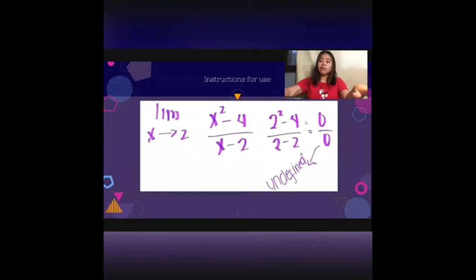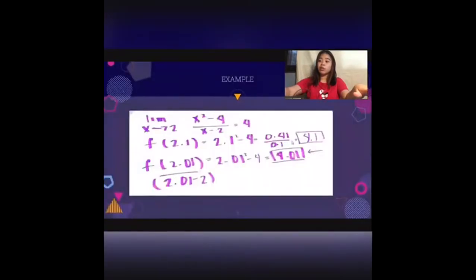Sometimes you can find a limit by plugging in a value that's close to 2. You want to plug in a number that's close to 2, but not exactly 2. So for example, call this f of x. Let's calculate 2.1 to get a positive answer. 2.1 squared minus 4 is about 0.41, and 2.1 minus 2 is 0.1. So this is going to be 4.1.